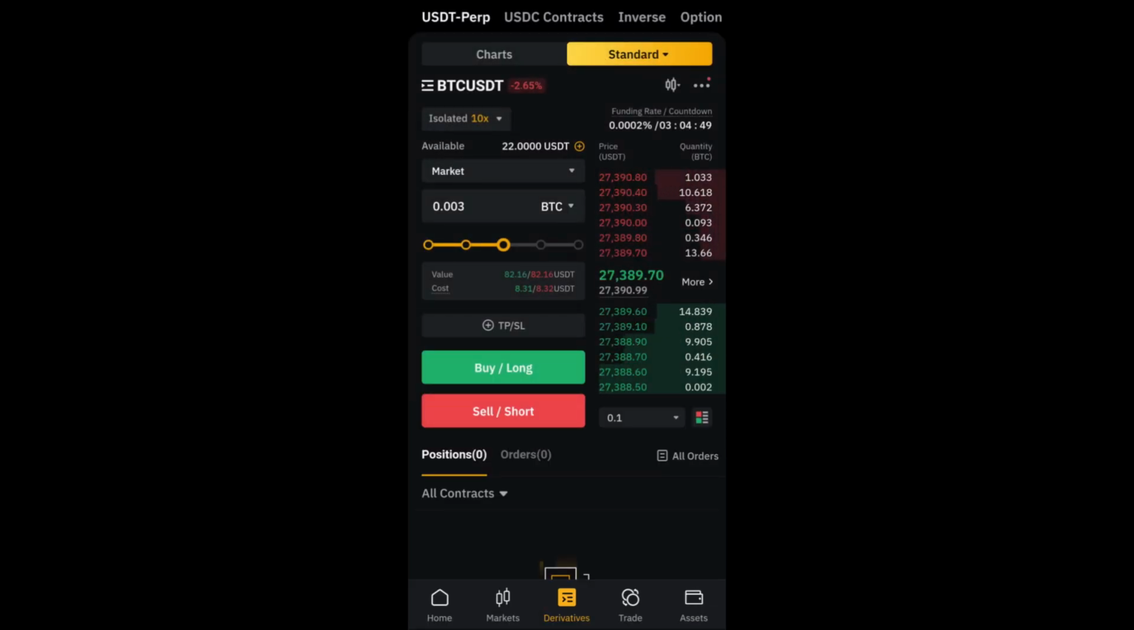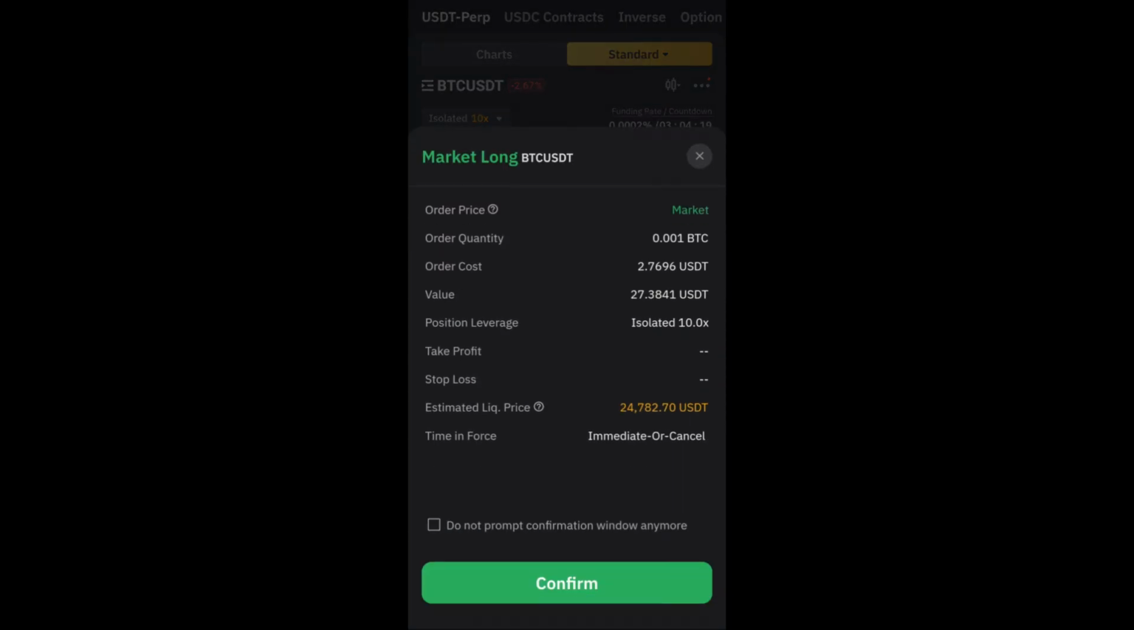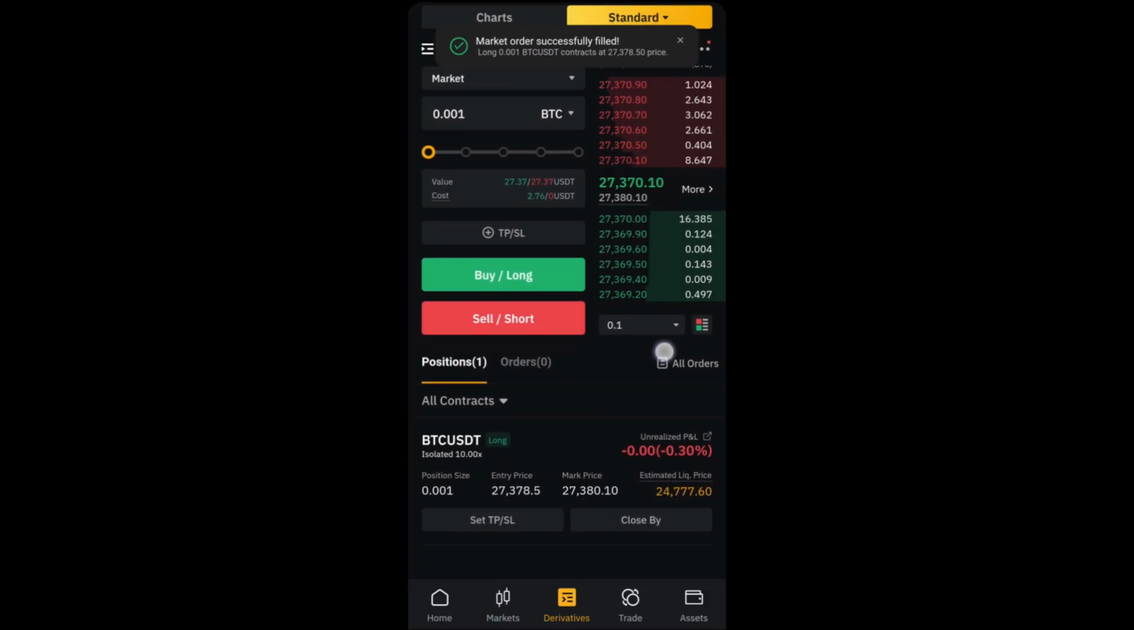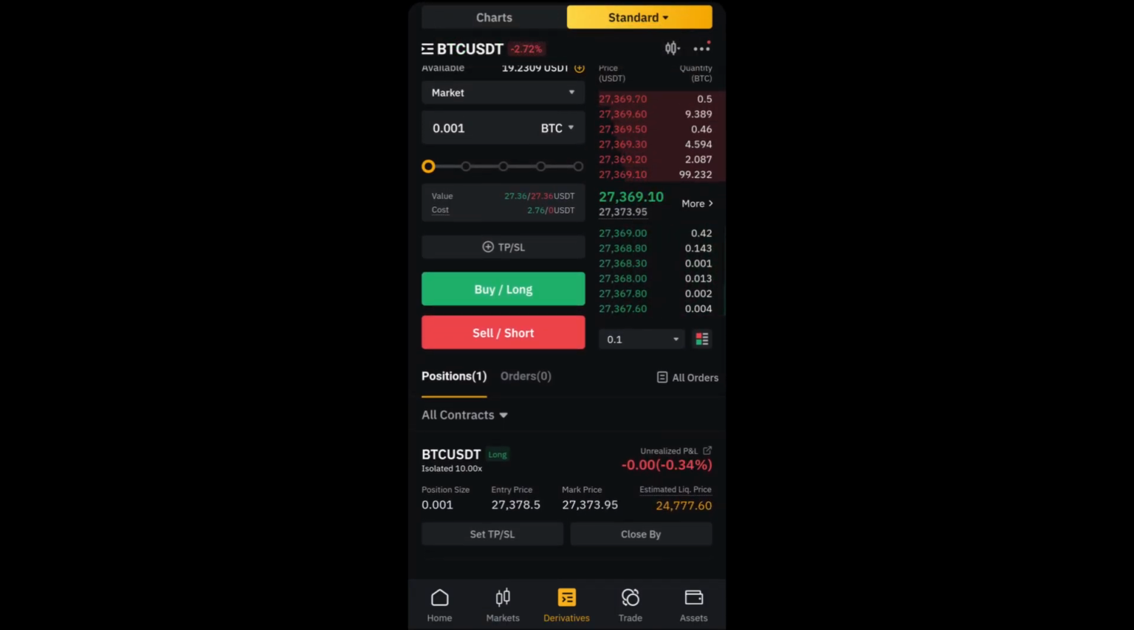Now here you have two options, buy long and sell short. Here you should predict whether the price of that coin will pump or dump. If you think the price will pump, then select the long option. And if you think the price will crash, then select the sell option. Now I'll click on the long option. Click on confirm. Yes guys, here you can see that my BTC long trade is executed at the market price.